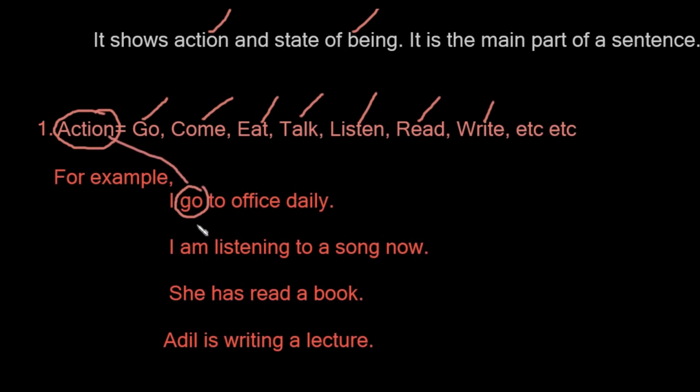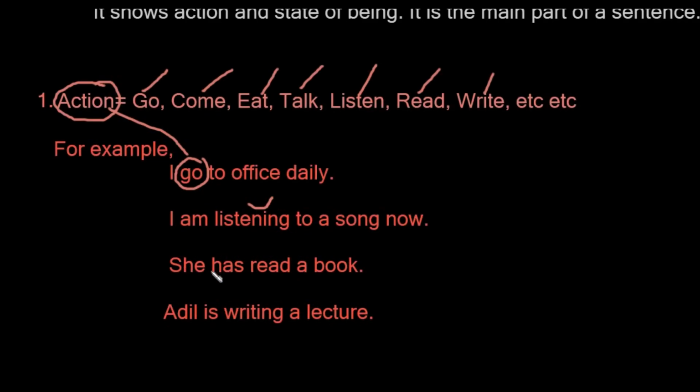It shows action. The second sentence I have: I'm listening to a song now. So listening is an action verb because it is showing action right now. The third one we have: she has read a book. So read is an action verb. And Adil is writing a lecture. Writing is an action verb because it shows action.